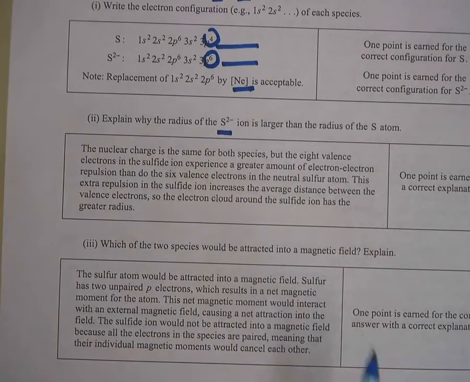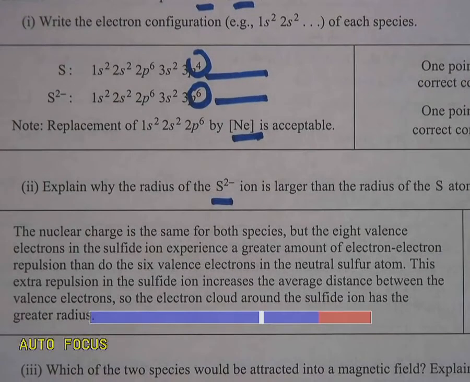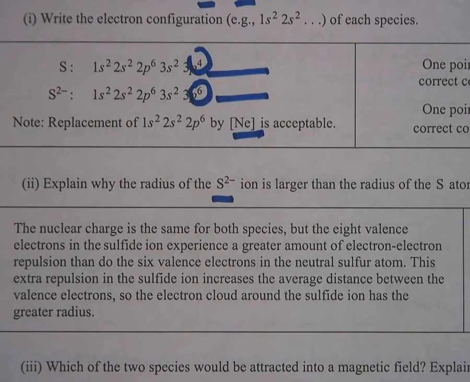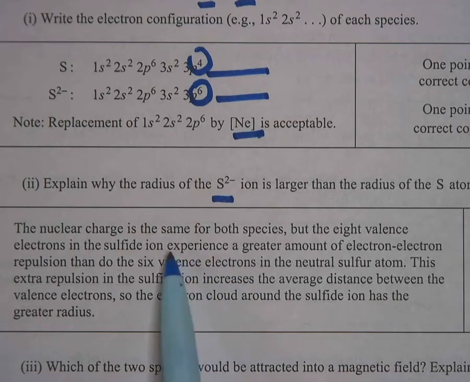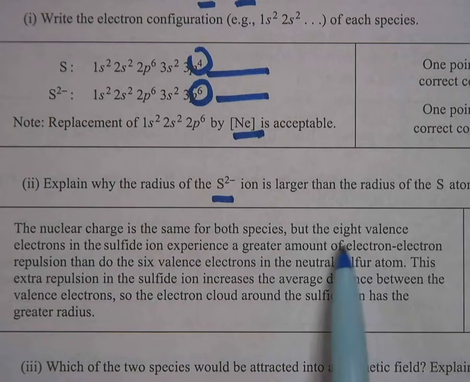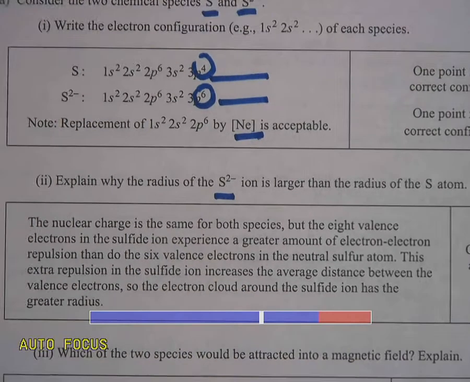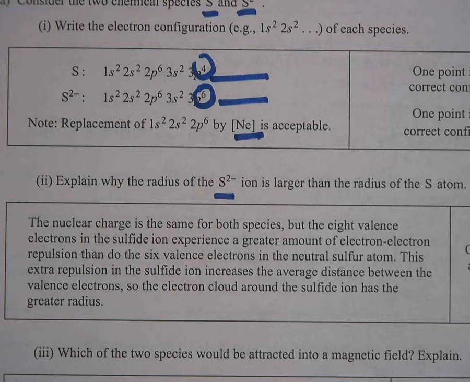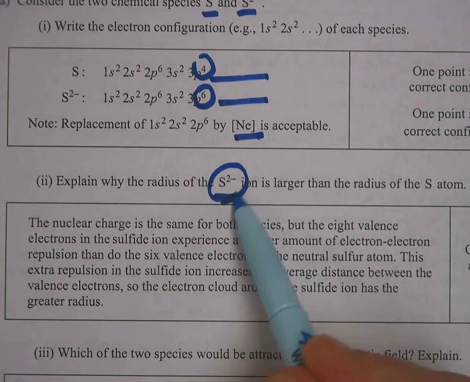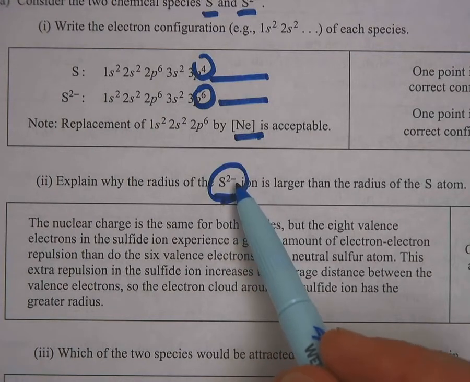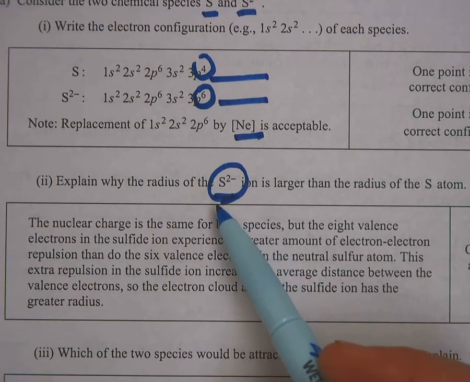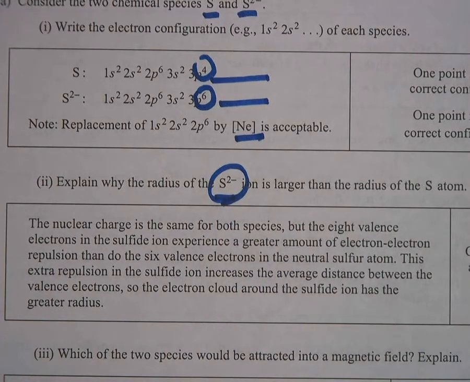Explain why the radius of S2 minus ion is larger than the radius of the S atom. The nuclear charge is the same for both species, but the 8 valence electrons in the sulfide ion experience a greater amount of electron-electron repulsion than do the 6 valence electrons in the neutral sulfur atom. This extra repulsion in the sulfide ion increases the average distance between the valence electrons, so the electron cloud around the sulfide has a greater radius. I think you could also say that the S2 minus valence electrons experience less effective nuclear charge because there's more electrons than there are protons.